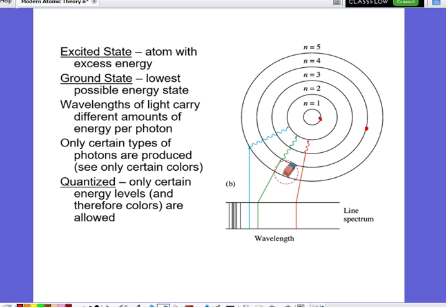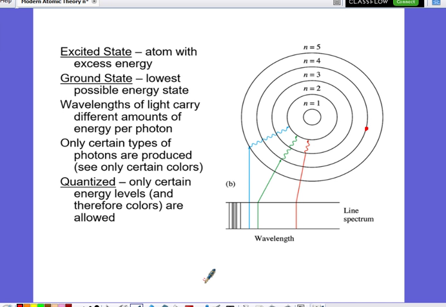Well, it can only move back down to an empty space. Well, there were a couple empty spaces here. At 4, it could move to 3, 2, or 1, and we can get different transitions. And as it moves from one level to the other level, it releases light, and we can see that. But it can only release light if it's moving from one energy level to another energy level. And there is no energy level 2.4. There is no energy level 3.1. It's got to be that exact value.